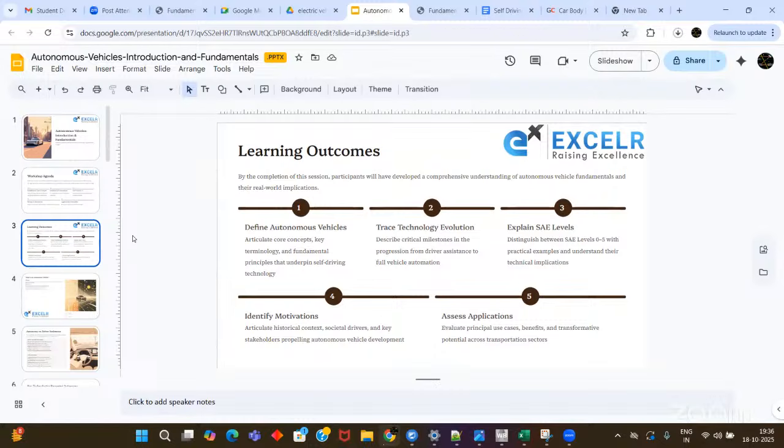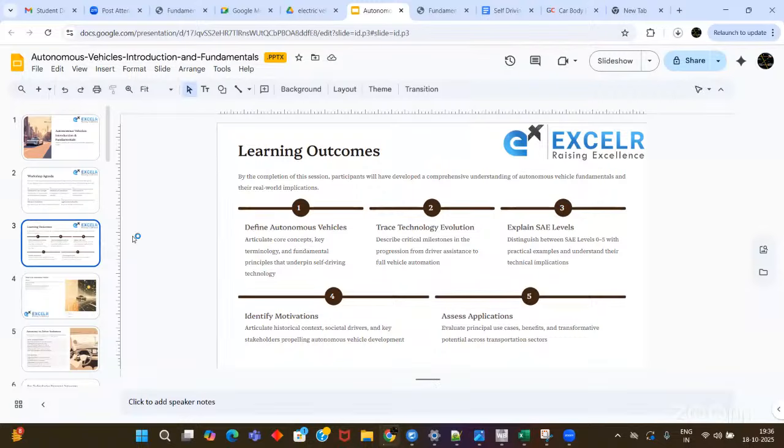This means that we'll be completely focusing on the key core concepts defining the technology and the fundamental principles that lie within self-driving technology. The second point that we'll be discussing is tracing the technology evolution. In this section, we'll be describing the critical milestones in the progression from driver assistance to full vehicle automation.